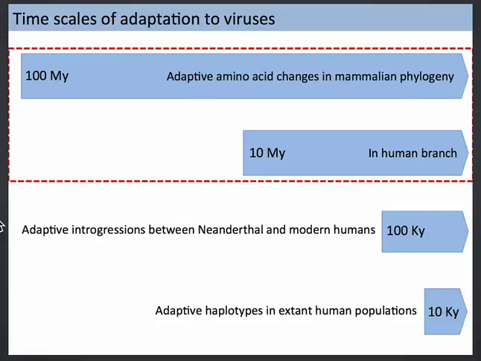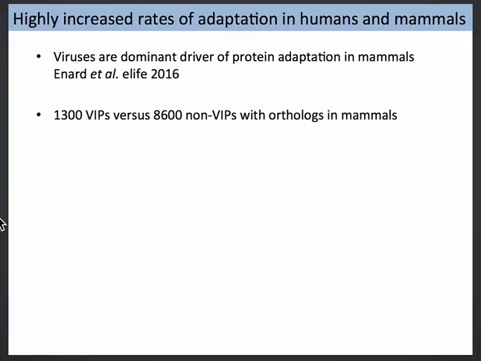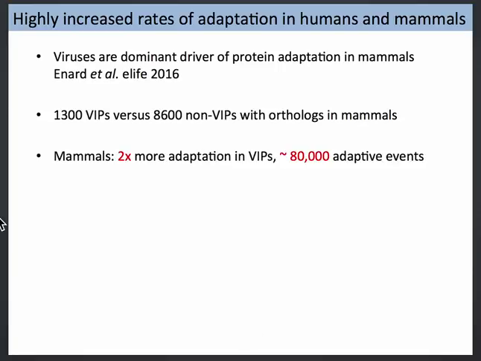So first, looking at adaptive amino acid changes. I will go quickly on this because it has been published already. If you're interested, you can look at this paper. What we did in this study was to focus on 1,300 VIPs that are manually curated and have orthologs in all the mammals that have been sequenced so far. And we compared those VIPs with 8,600 non-VIPs. What we found is that in mammals, you have about 2 times more adaptation in VIPs compared to non-VIPs. And this excess corresponds to about 80,000 independent adaptive events.